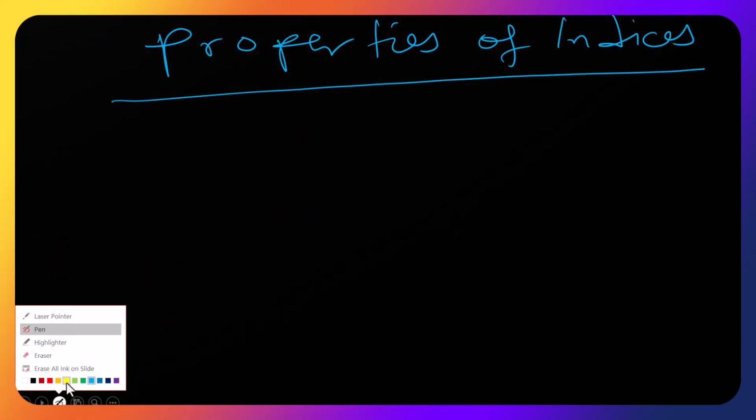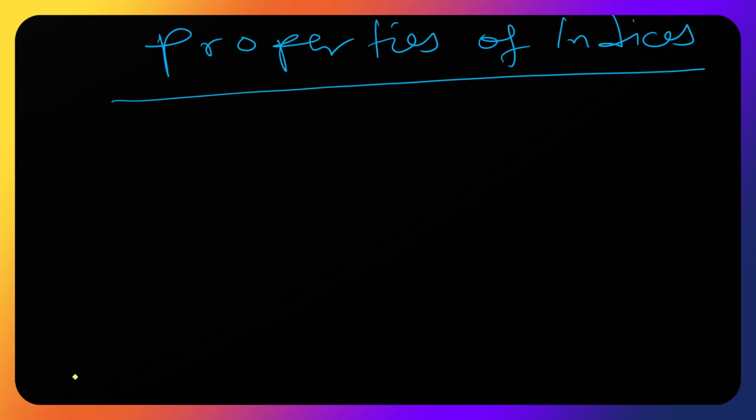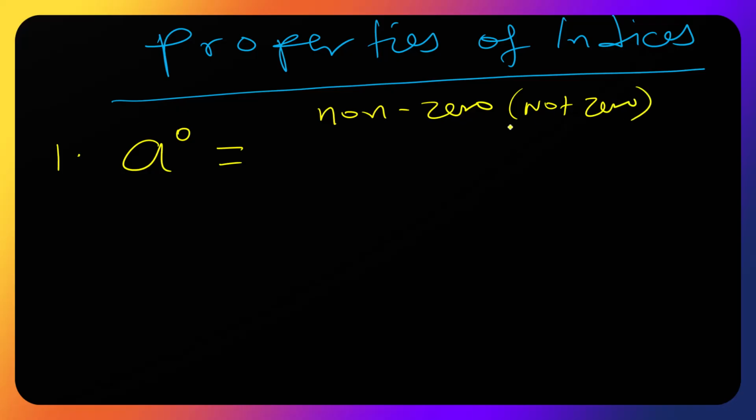Now let's talk about the properties of indices. So let's start with a to the power of 0. So this one is any non-zero number. So when we say non-zero, it means not 0. Okay, so we can write this example 0.00001. This one is non-zero. So any non-zero number to the power 0 is 1. So this side is 1.